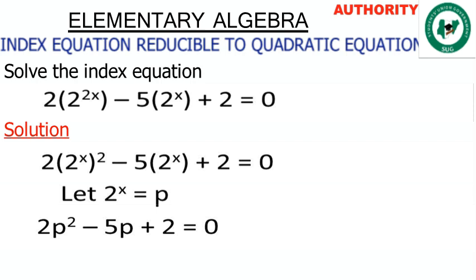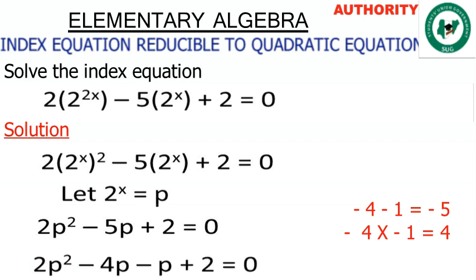In factorization, you first of all multiply the coefficient of p squared by c. So it will give you 2 times 2, which is 4, right? Now you ask yourself a question: the two numbers that when you add them together give you minus 5, and when you multiply them give you 4. The two numbers are minus 4 and minus 1. So minus 4 minus 1 will give you minus 5, and minus 4 times minus 1 will give you 4. Now let's fix it in place of 5p.